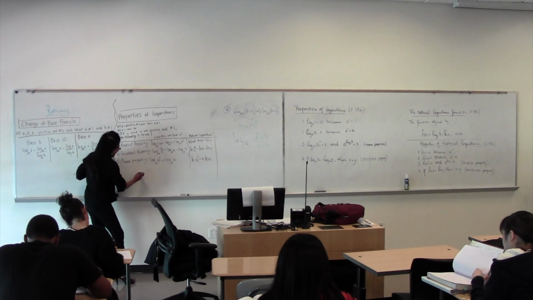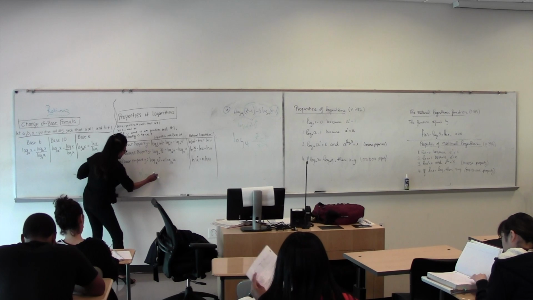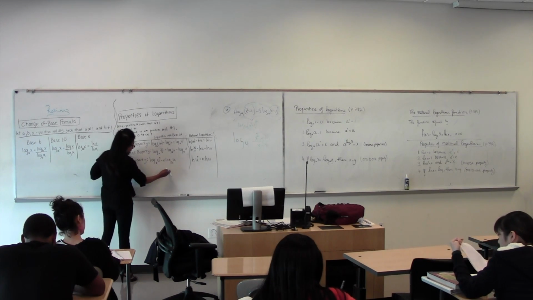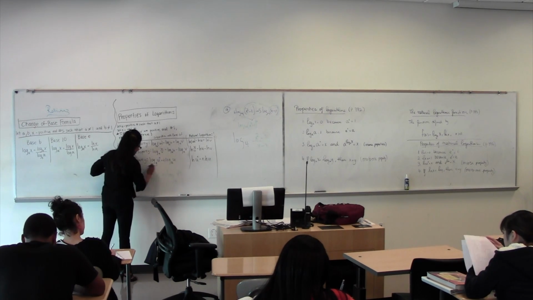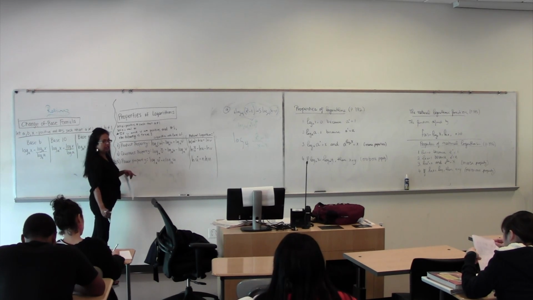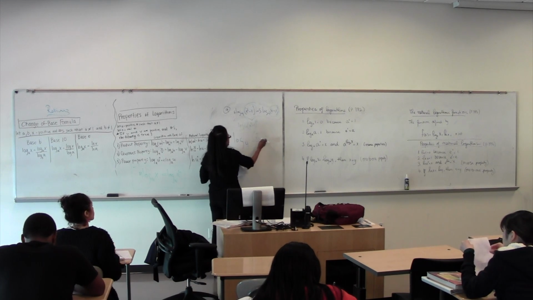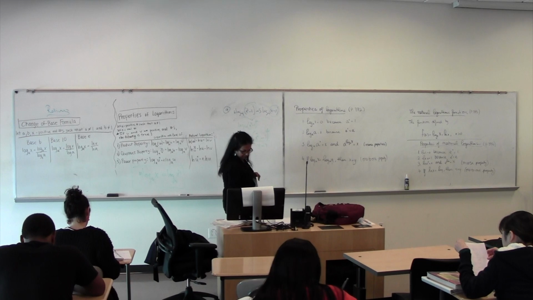If you have n log base a of x, it means log base a of x to the power n. It's the same rule. This is called the power rule, power property. So first, I didn't see this 6 here. First get rid of this. Now this. Okay?